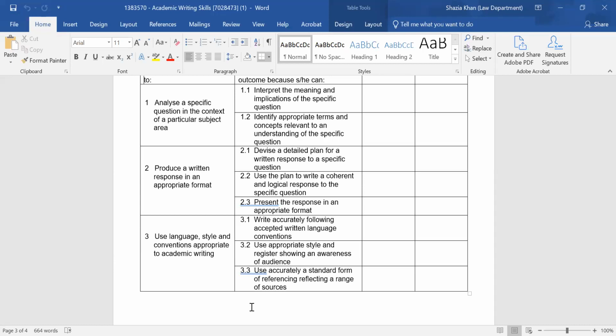You need to have learning outcome 3, which is use language, style, and conventions appropriate to academic writing. You need to look at writing accurately following accepted written language conventions. You need to be able to use appropriate style and register in written language. You need to use accurately a standard form of referencing. Okay, this must all be done for your assignment. So there's 2 parts to the assignment, and you need to do these for your assignment.